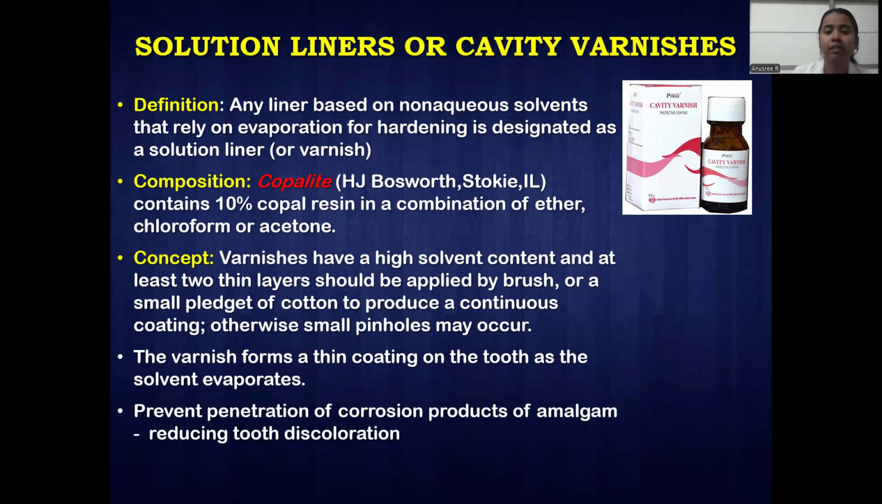A liner that is varnished beneath the amalgam restoration prevents the penetration of corrosion products of amalgam, thereby reducing tooth discoloration.